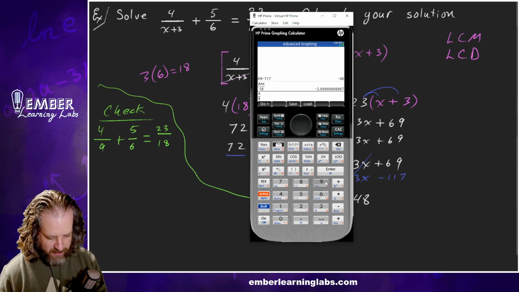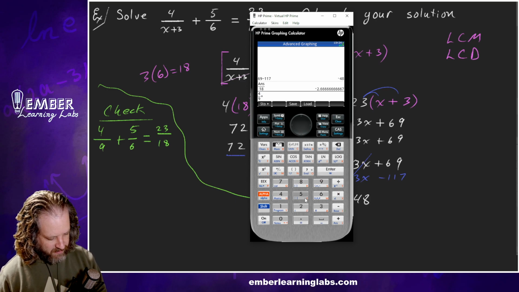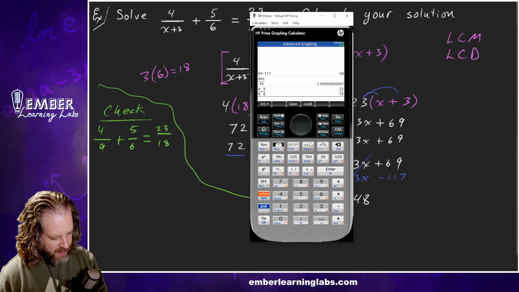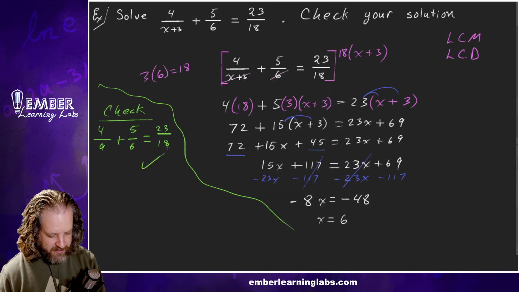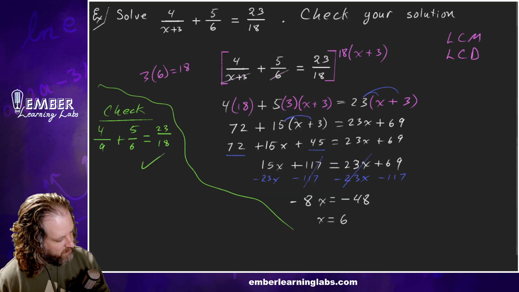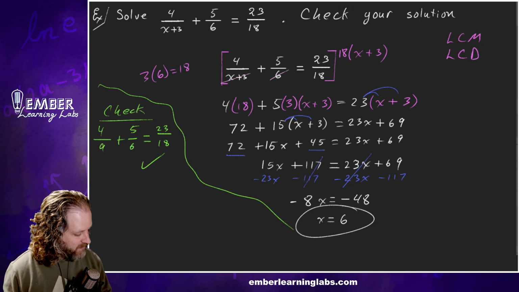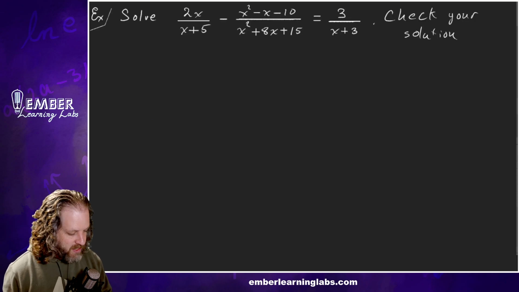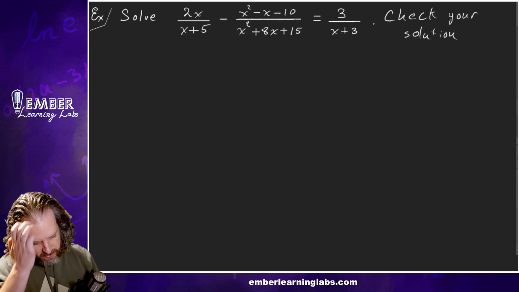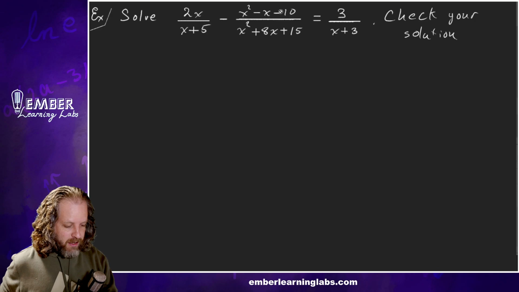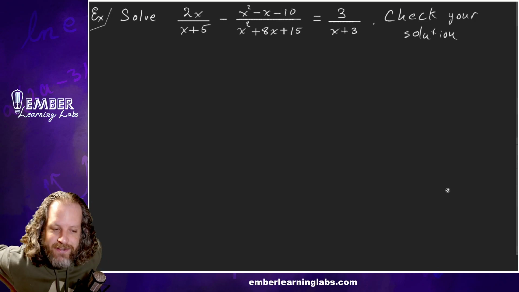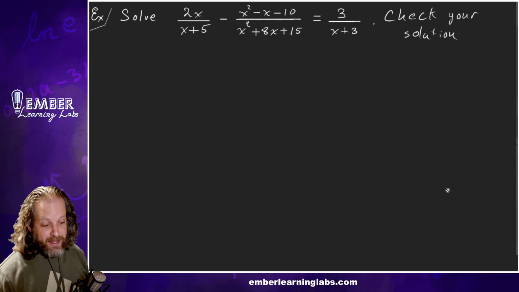4 over 9 plus 5 over 6 equals that. 23 over 18, so it checks out. Great. So our answer for that example is 6. Let's do another one. We have 3 total examples that we're going to do here. So we got a craziness. We kind of have like upgraded a lot, right?